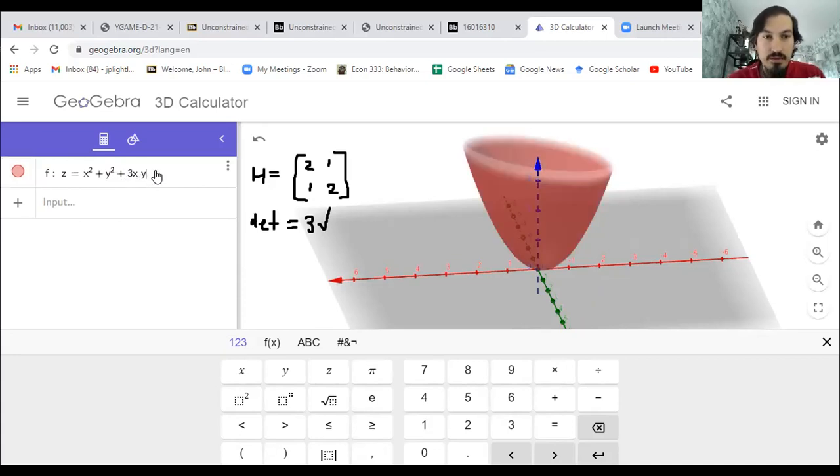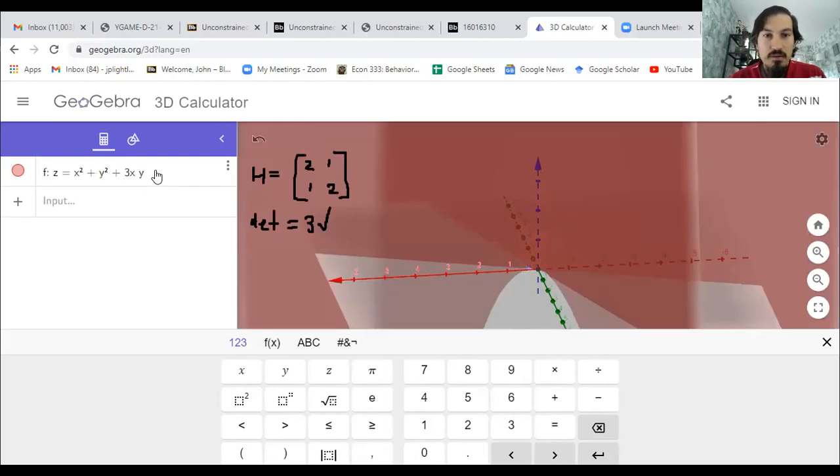Wait, that's not what I thought would happen. Oh, there we go. Look at this. Craziness, right? What's happening now? Let's talk about the Hessian.